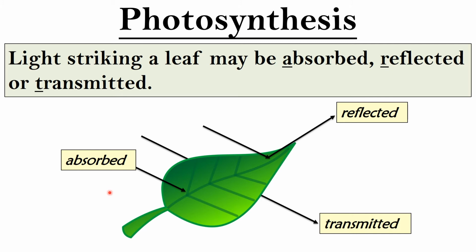Okay, so light striking a leaf may be A absorbed, R reflected, or T transmitted. So if you were asked the three things that happen to light hitting a leaf, ART is the way to remember: absorbed, A, reflected, R, T transmitted.